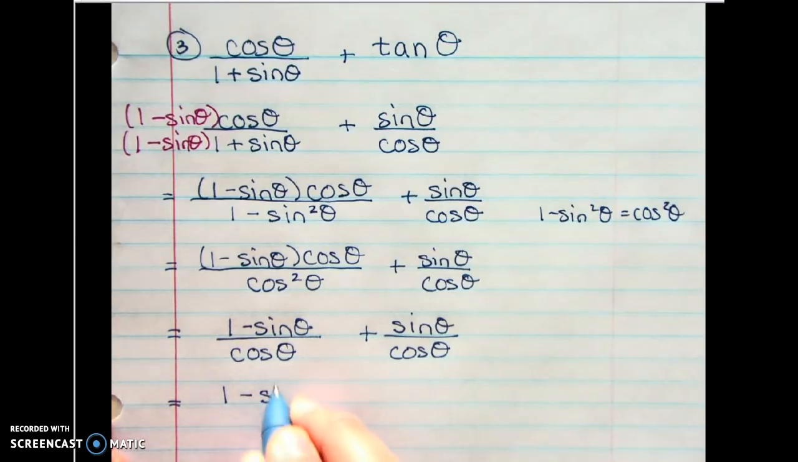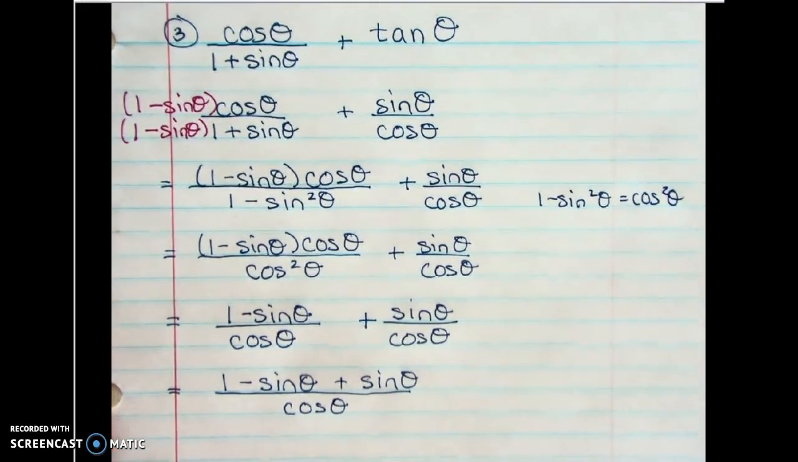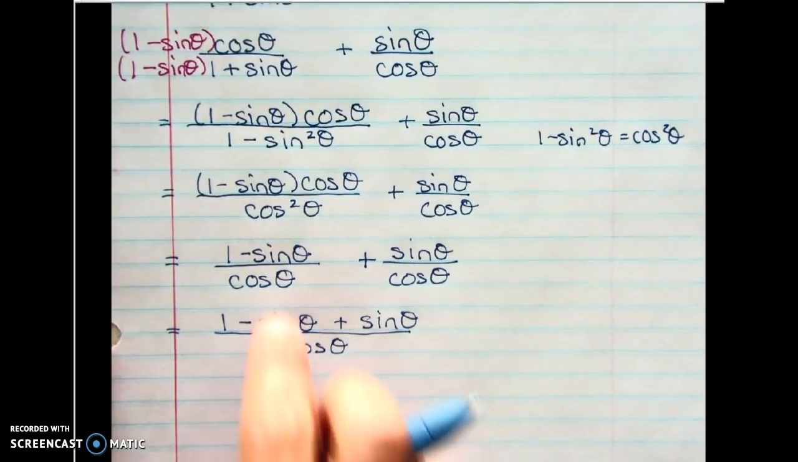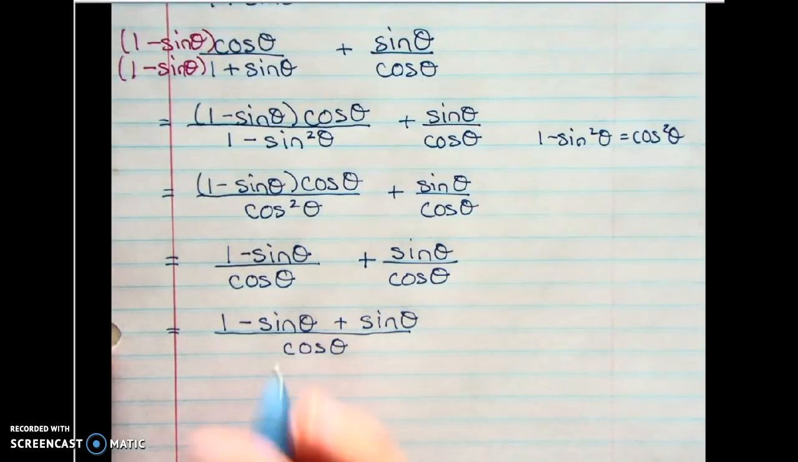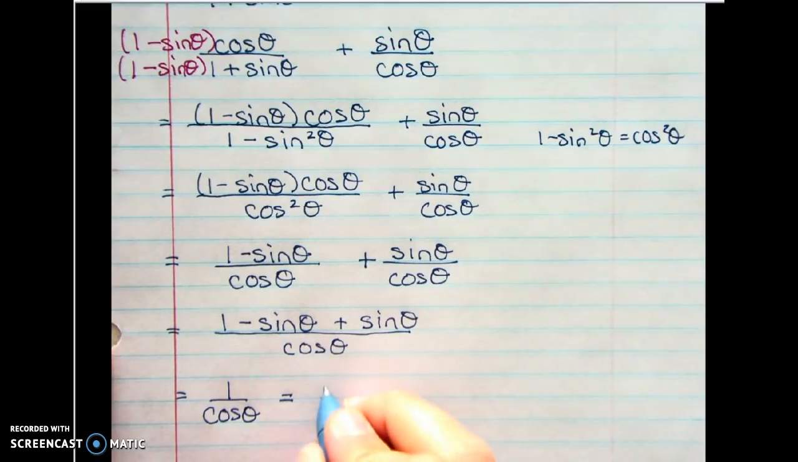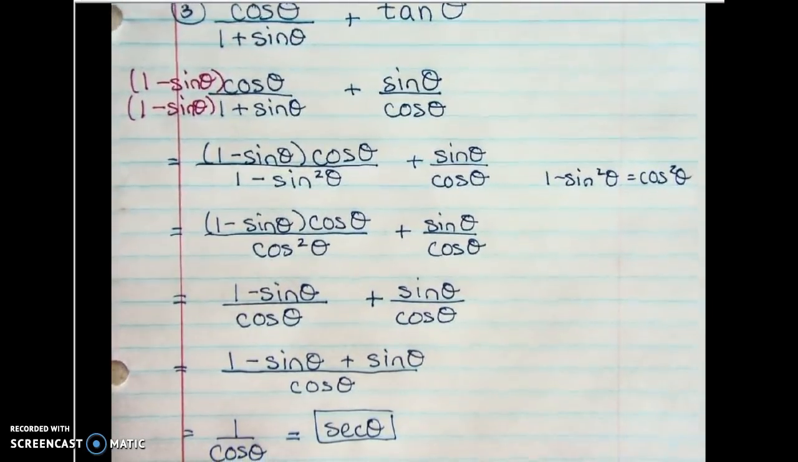1 minus sine theta plus sine theta all over cosine. What happens to our sines? They cancel. And we get 1 over cosine. What's the definition of 1 over cosine? 1 over cosine is equal to secant. Isn't that so neat? That whole thing from the beginning goes to secant.